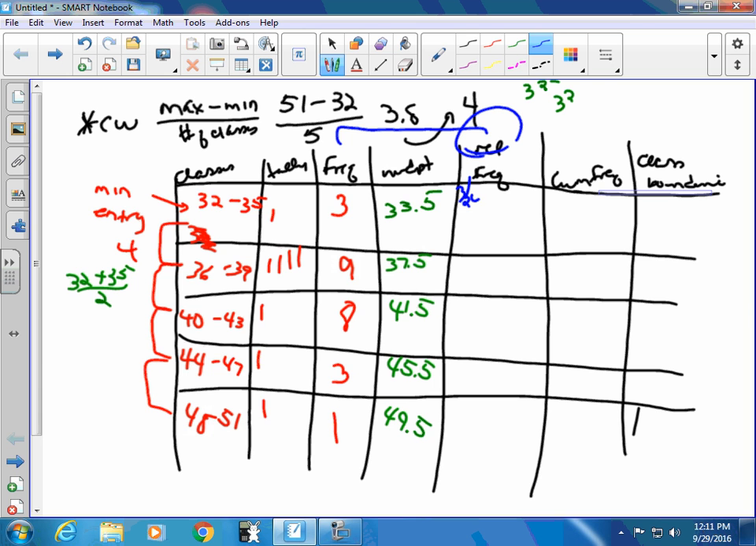3 over 24. 9 over 24. 8 over 24. 3 over 24. And 1 over 24. Now some of these will terminate in 3 decimals, and some of them you might have to round. Rule of thumb is round to 3 decimals. This should add up to 1.